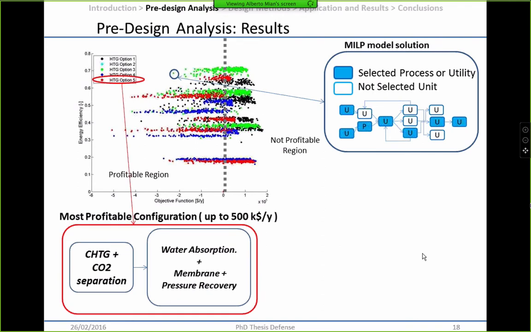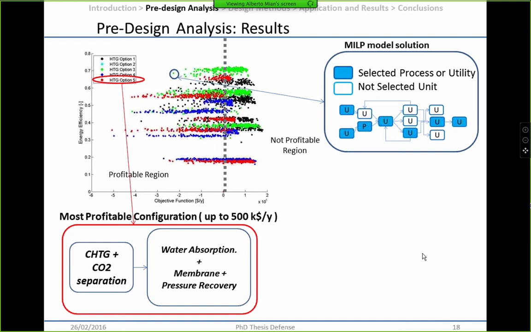Let's come to the conclusion of this pre-design phase. By this analysis, it was possible to see that, for example, the most profitable configuration concerning the gasification and gas separation option was the catalytic hydrothermal with CO2 separation, so no hydrogen injection, and a water absorption tower with membrane and pressure recovery.